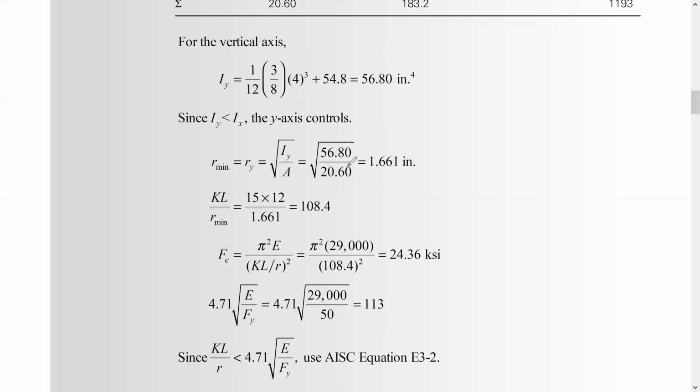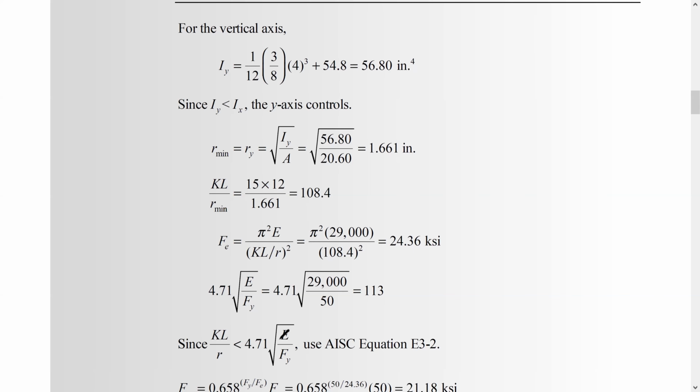Okay. So here we will get r minimum, which is this much, and you can't take it from the table. You don't have to take it from the table, okay? Here KL, the effective length, is 15, times 12 to convert it from feet to inch, and this is r minimum we just calculated from here and here. Right now, this is the slenderness ratio. Euler buckling stress is this much, which is pi square times 29,000 as the Young's modulus dividing by the slenderness ratio squared, and here it is 24.36 ksi.